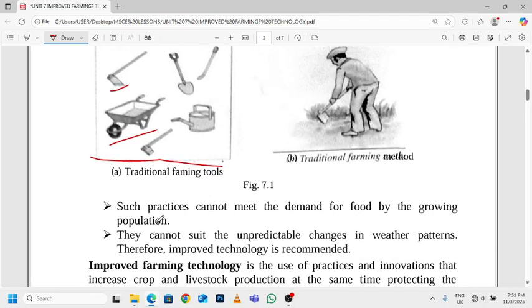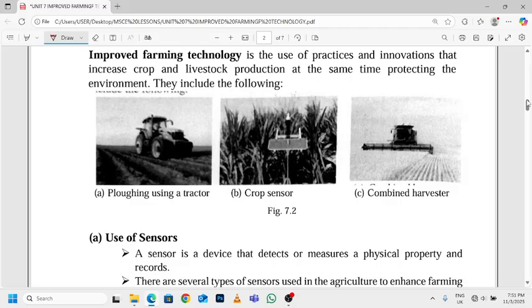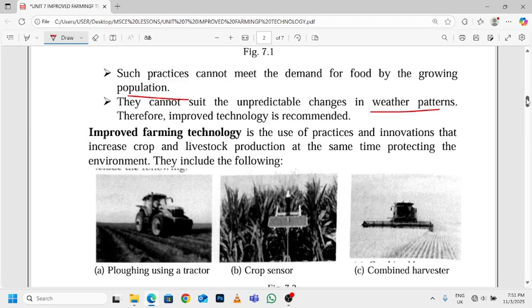Now we should also understand that such practices cannot meet the demand for food by the growing population. So ulimi omagwiritsa ntchito izizi siungathandizire kuti anthu azipeza chakudya chokwanira. So they cannot suit the unpredictable changes in weather pattern. For example, with rain-fed farming, you're depending on the rain, but look, up to now, we are still not receiving the rains. So because of that change in weather pattern, it might also affect agricultural productivity.